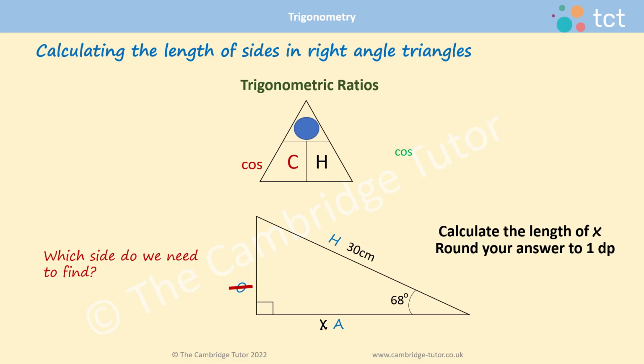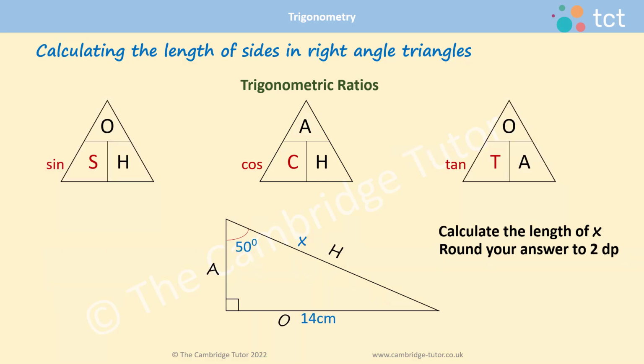In your calculator, cos, bracket 68, close the bracket. Multiply by the hypotenuse, which is 30. In your calculator, you should have 11.2381. You've been asked to round that to 1 decimal place, so that's 11.2 centimetres.